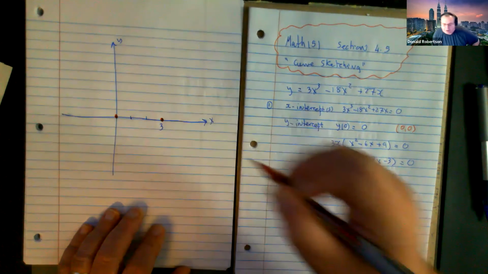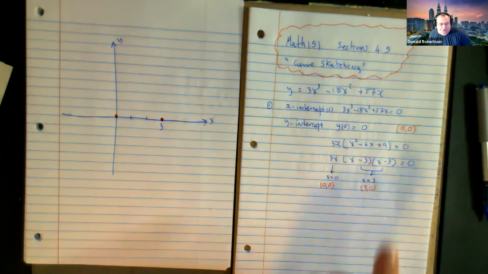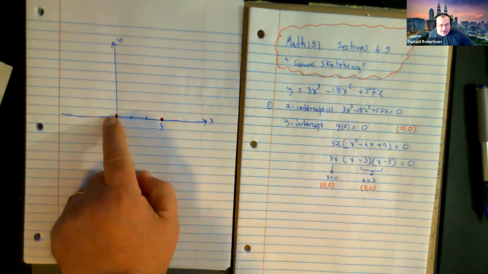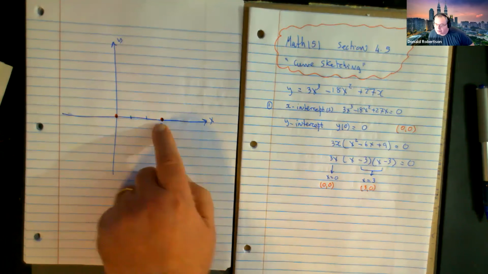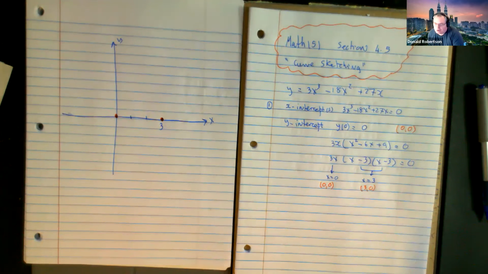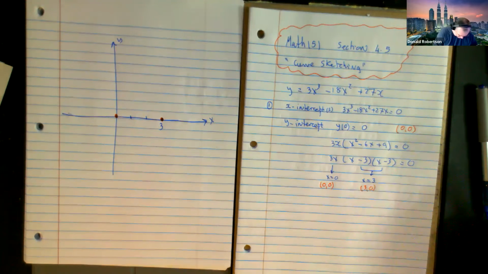So right now, the only thing I know about this cubic is that it crosses the x and y axes at the origin, and it crosses the x-axis at 3. Isn't that what you would have done in 141? So I'm not doing anything here that's to do with calculus yet. Agreed? 141, sketching polynomials.